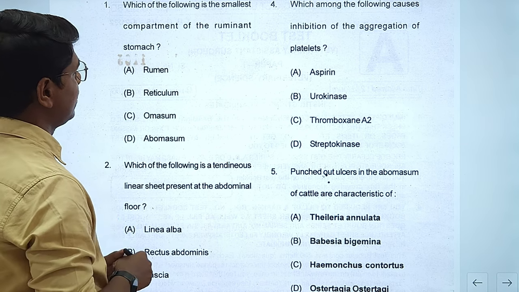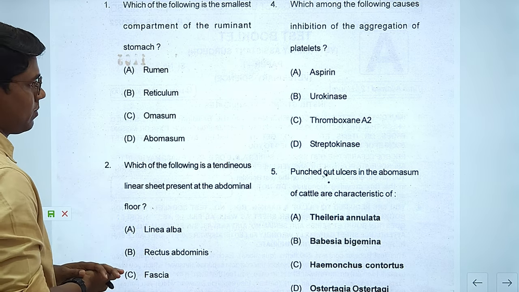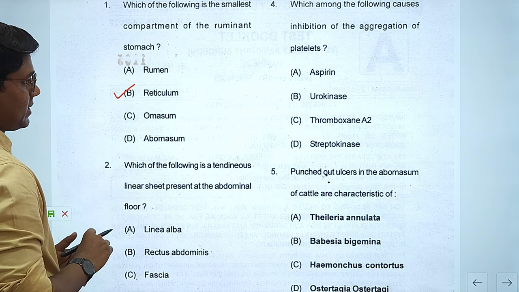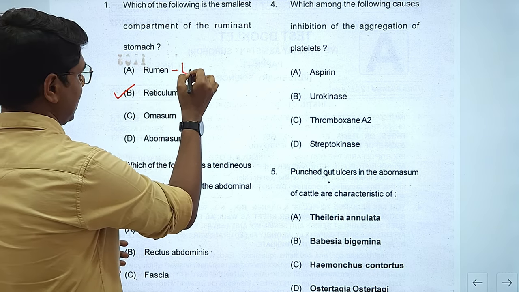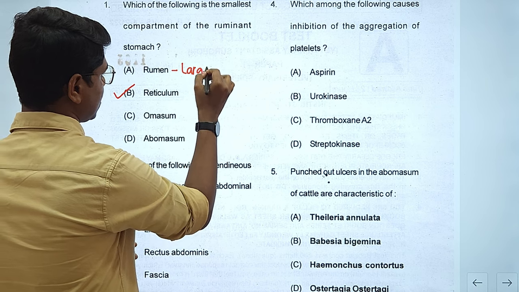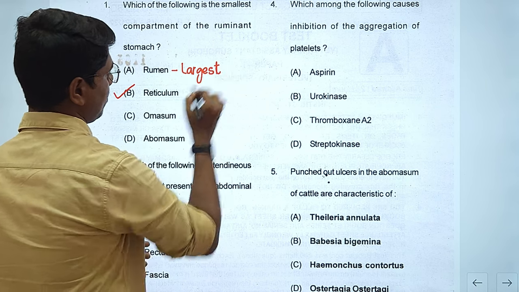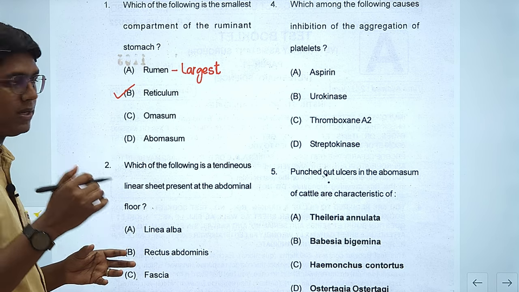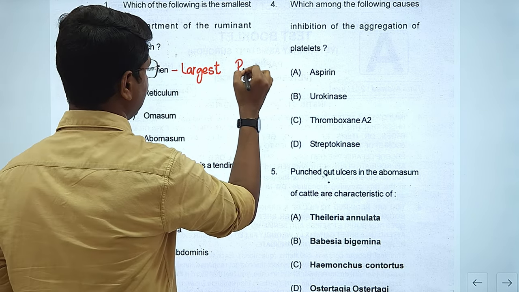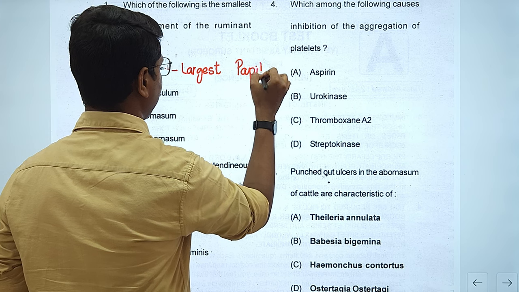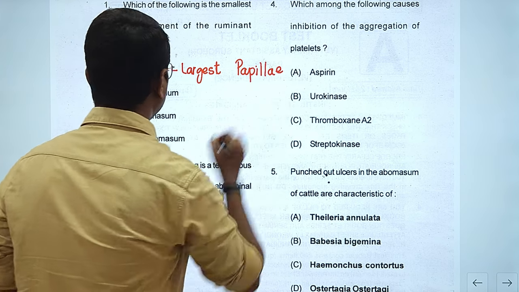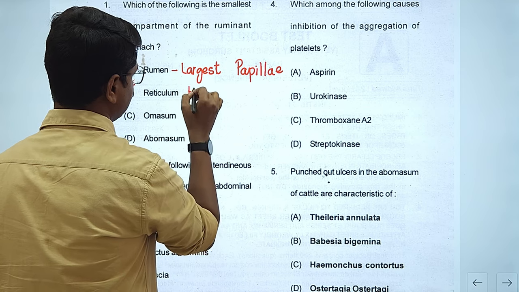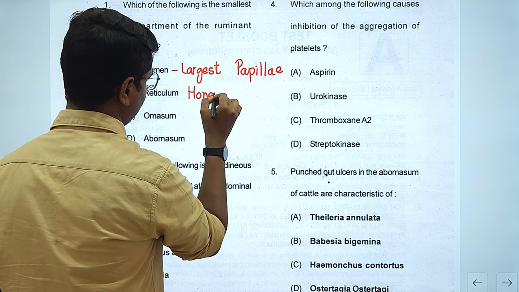First one, which one of the following is the smallest compartment of the ruminant stomach? Smallest one is the reticulum. Largest one is the rumen. So some structures found in these compartments can come as questions. In rumen you will find ruminal papillae. In reticulum you will find mucosal thickening which has a characteristic honeycomb appearance.